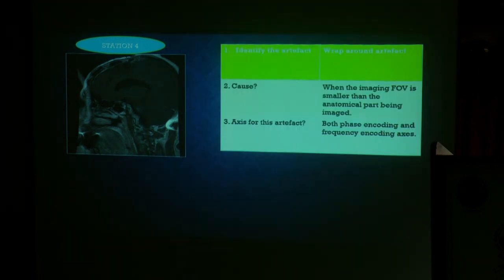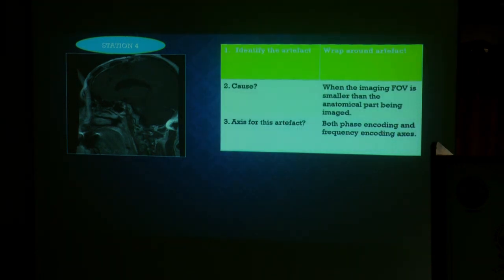It is the most common seen next to ghost artifact. Yeah, it is wraparound artifact. Why is wraparound artifact happening? Whenever there is small FOV compared to the anatomical part being imaged, it results in wraparound artifact.